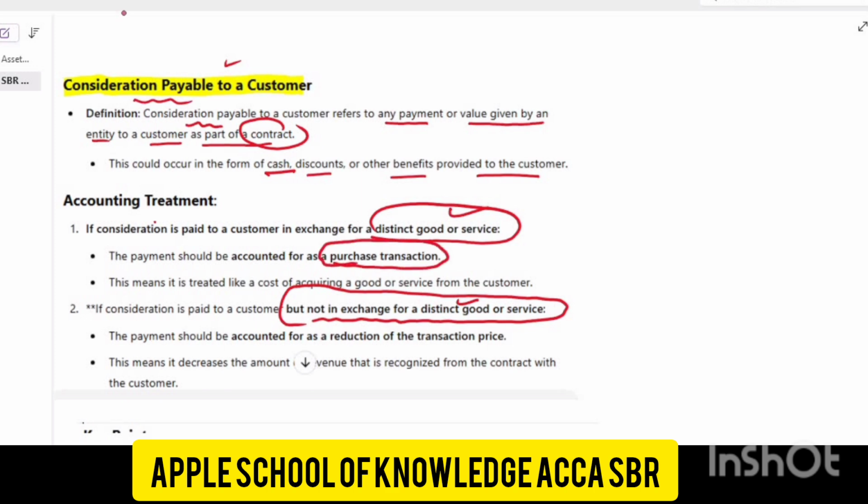purchase transaction. If you are paying the consideration to the customer as a part of the contract, and that is for distinct goods and services, then that will be considered a purchase transaction. This means that it is treated like a cost of acquiring the goods or services from the customer. Now, if the consideration paid to the customer is not in exchange for distinct goods and services, then it should be a reduction of the transaction price, deducted from the transaction price. This means a decrease in the amount of revenue recognized from the contract with the customer. Clear?